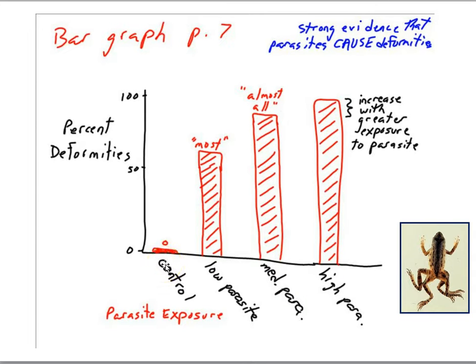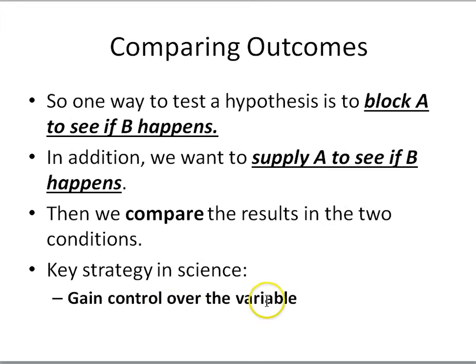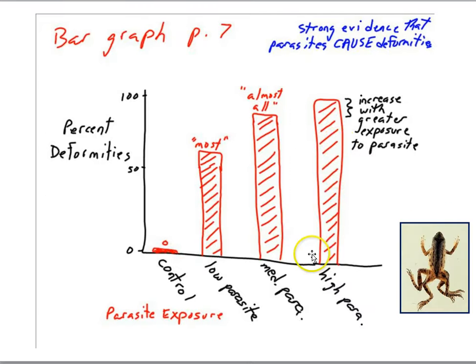And that's going to be an important definition for our experimental groups here. The control condition lacks the variable. The experimental conditions have the variable. And the fact that these three groups all have high deformities and the control condition has none, this is powerful evidence that parasites are causing deformities. Notice what we're doing in an experiment like this. We are gaining control over the variable. We are purposely setting up conditions, some with the variable, the parasites, some without, and comparing the outcomes. And the results here give us strong evidence that parasites are causing deformities.